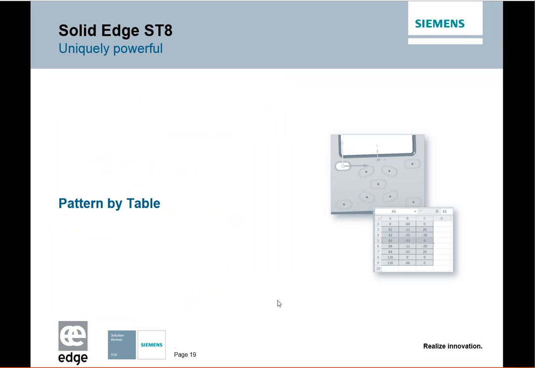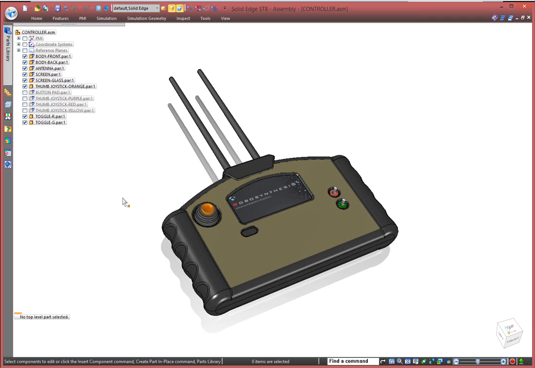New in Solid Edge ST8 is the ability to create patterns via a table. In this case it's a spreadsheet. The spreadsheet contains the X and Y locations of the pattern instances along with a rotation angle, and it's relative to some key point or a coordinate system. Let's take a look.